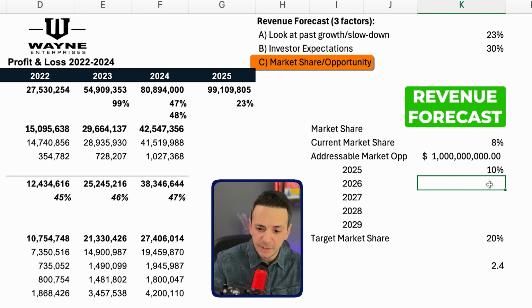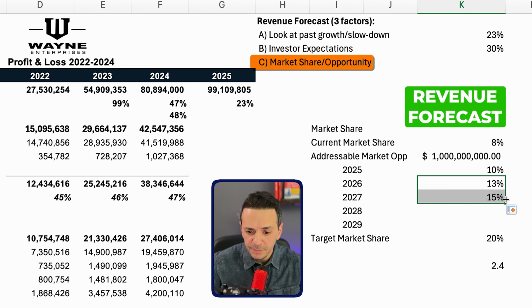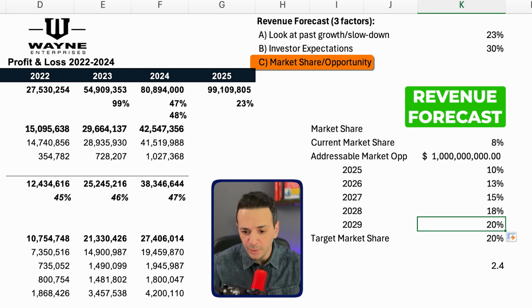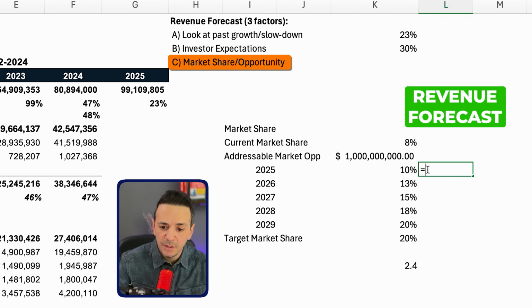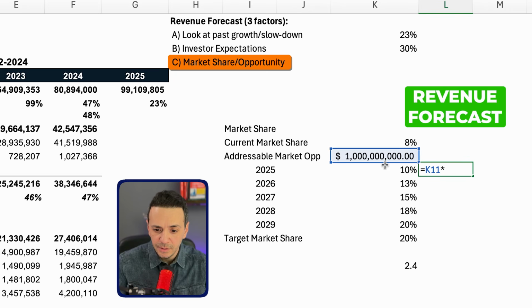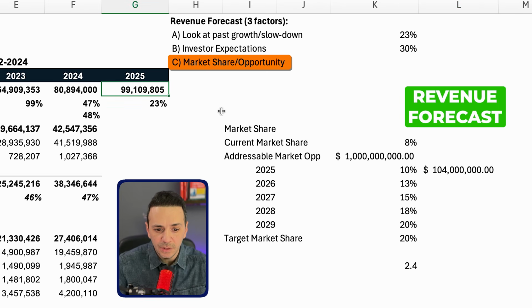For 2026, it will be the same thing. It will be equal to the previous number plus the 2.4% that we talked about. So we got this number, and then we can drag it down, and we'll get the growth each year until we get to 20% in a 5-year plan. Okay, so that means that in 2025, we expect our market share to be 10%. 10% of the $1 billion would be an even $104 million in this case. So $104 million, let's plug that number in here to see what the growth is.